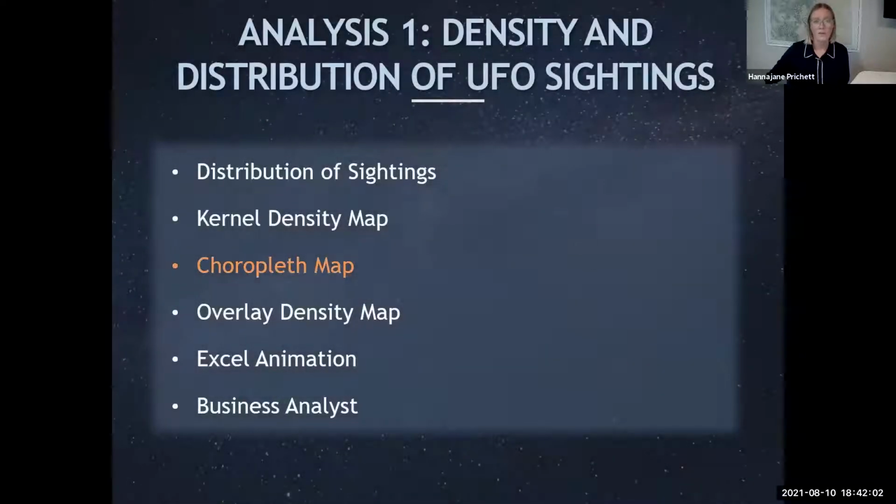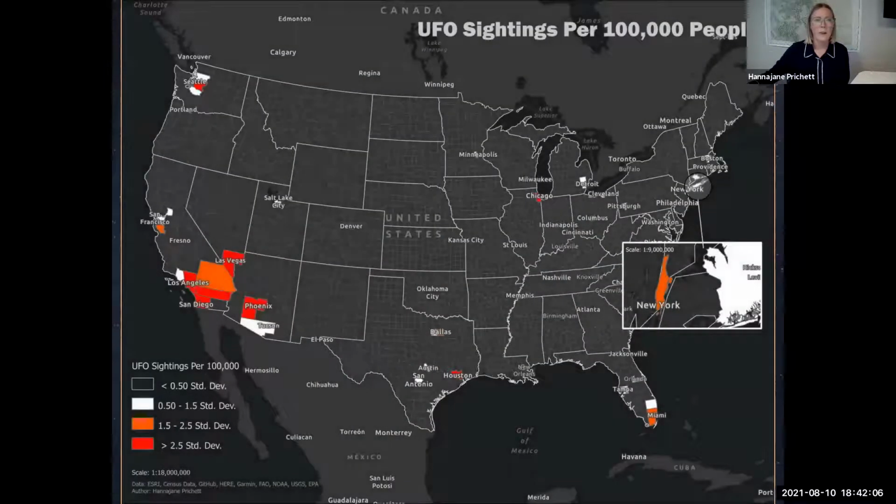Next, we have our Clerk Map. This map is showing UFO sightings per 100,000 people by county. A standard deviation classification scheme was used where sightings were normalized by population. This classification scheme showed below and above average places where sightings were happening.